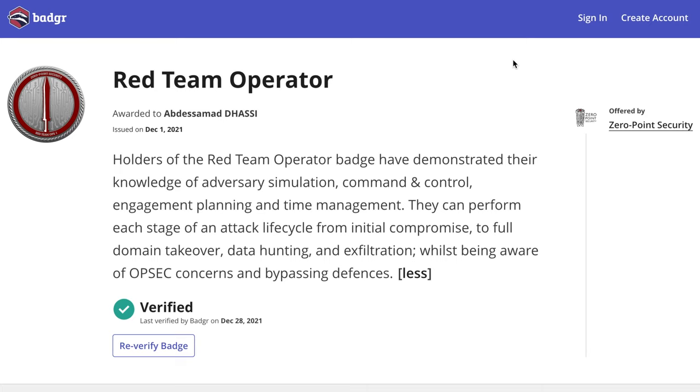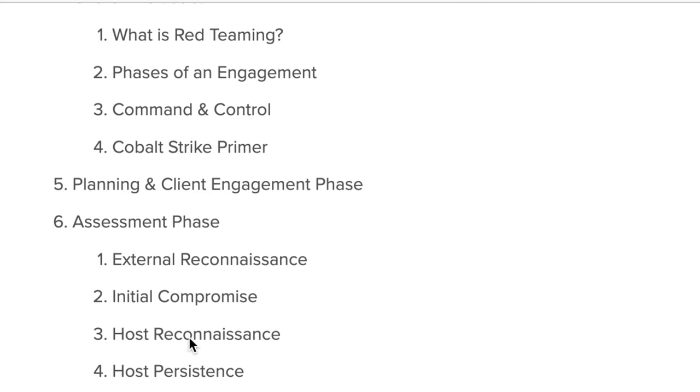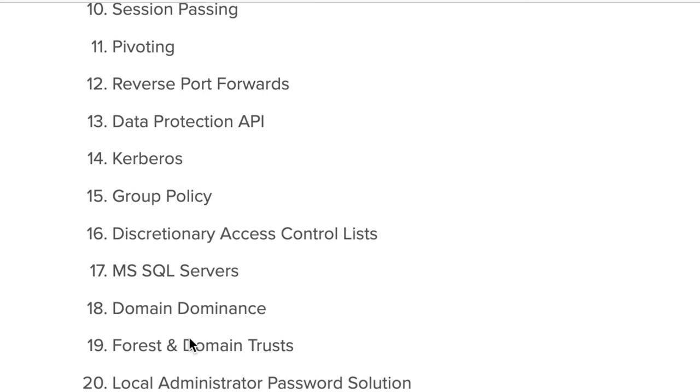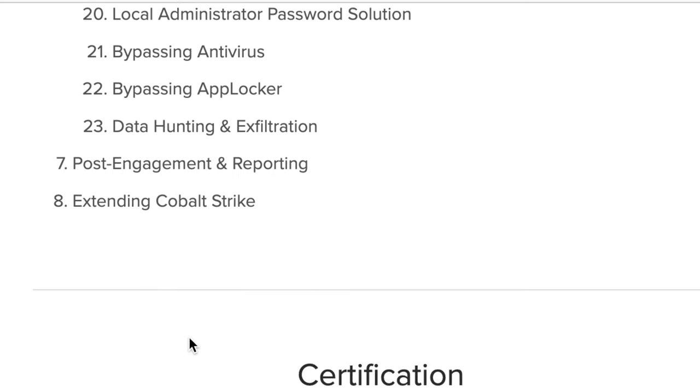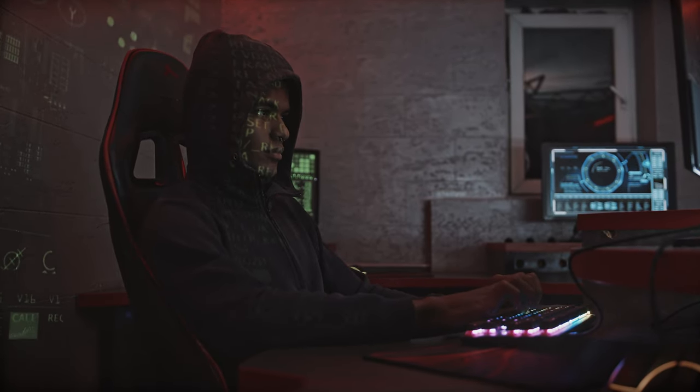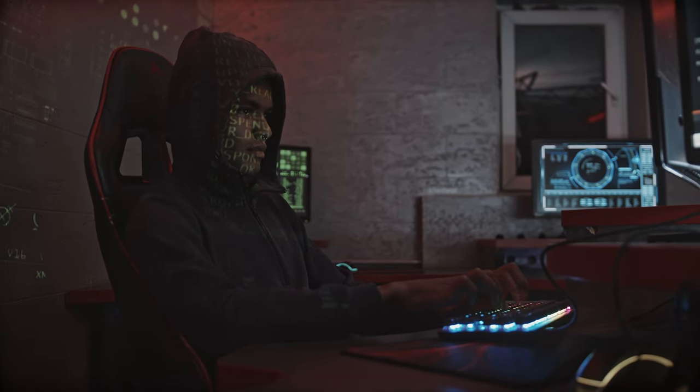The Certified Red Team Operator certification comes from Zero Point Security. It covers the tactics, techniques, and procedures used during a red teaming engagement to emulate a real threat actor. I thought it would be great to still take another red team training before the end of the year, and I was happy I took this.